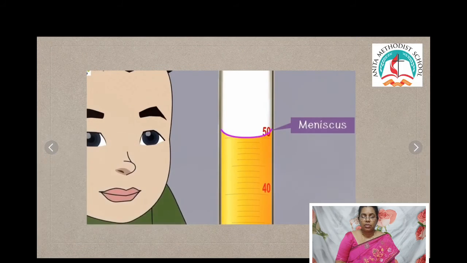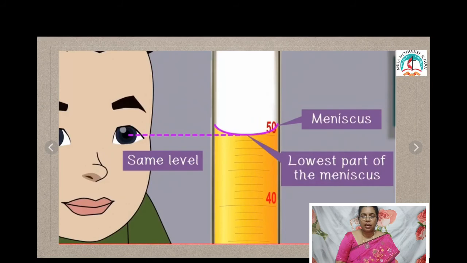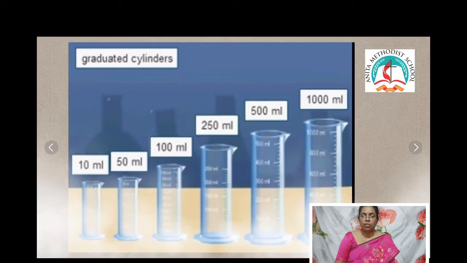So we have to see the meniscus to measure the liquid, and we have to look at the lower part of the meniscus and take the readings. And there are various cylinders which can measure the volume of the liquid.